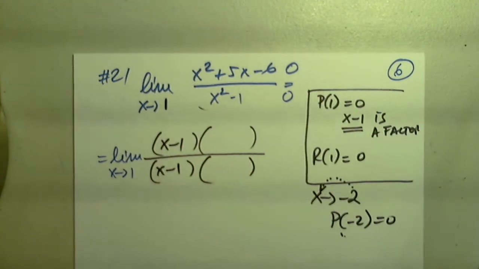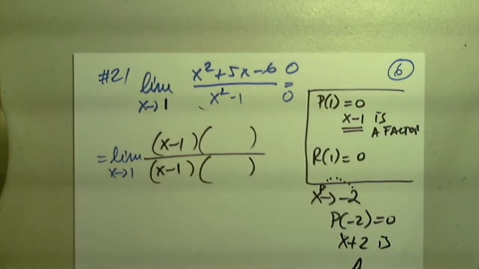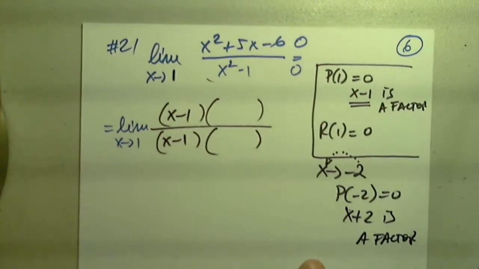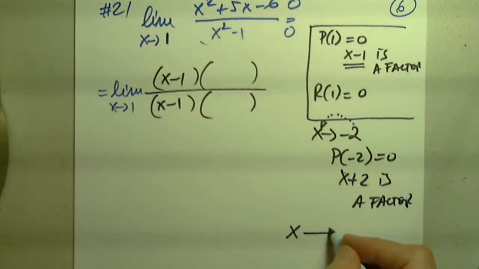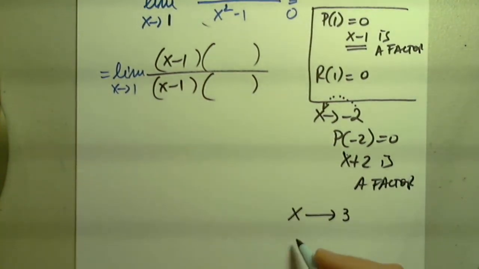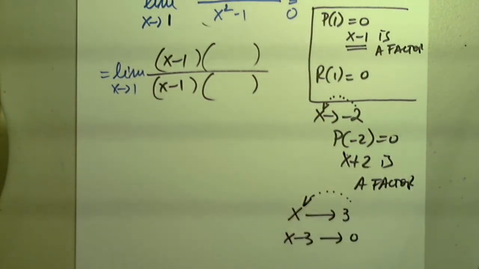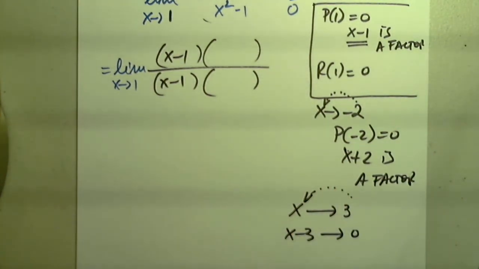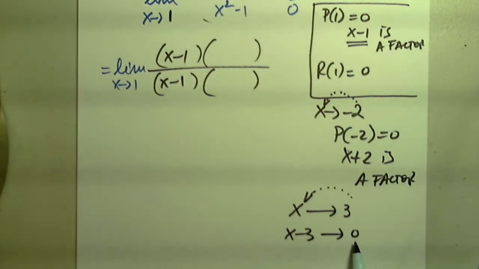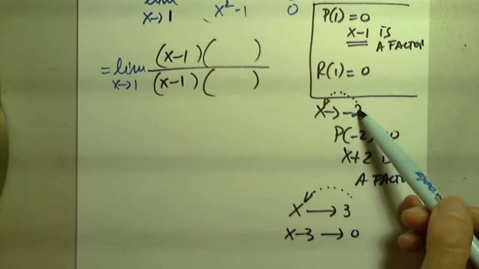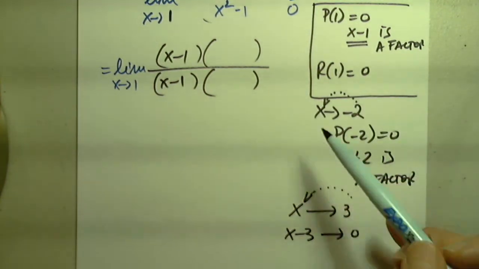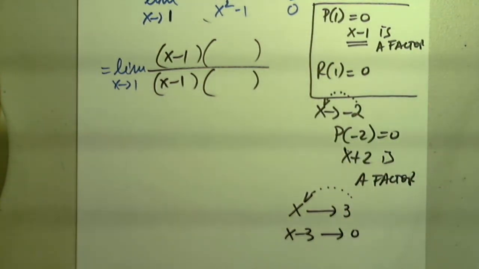So you don't say x minus 2. Oh, x plus 2. Exactly. Is a factor. Exactly. Because remember, when I say to you x approaches 3, I can also say x minus 3 approaches 0. Same thing. If x approaches 3, then x minus 3 must approach 0. If x approaches -2, then x plus 2 must approach 0.